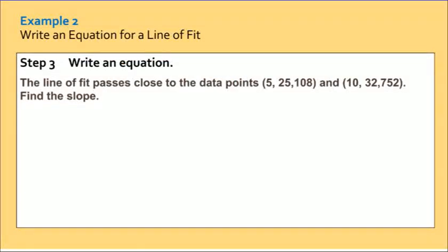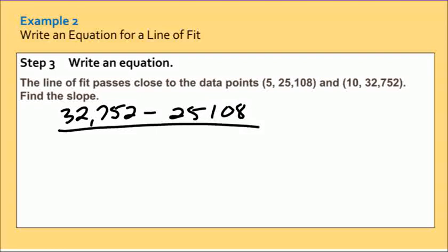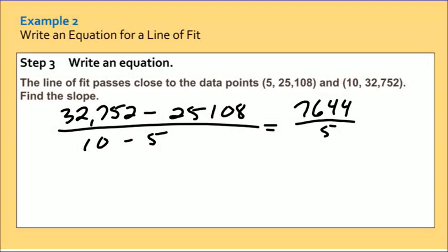So to do this, we're going to find the slope. We're going to take 32,752 minus 25,108, and we're going to divide that by 10 minus 5 to find the slope. So we have 32,752 minus 25,108, and we get 7,644 all over 5. If you do 7,644 divided by 5, you get 1528.8.